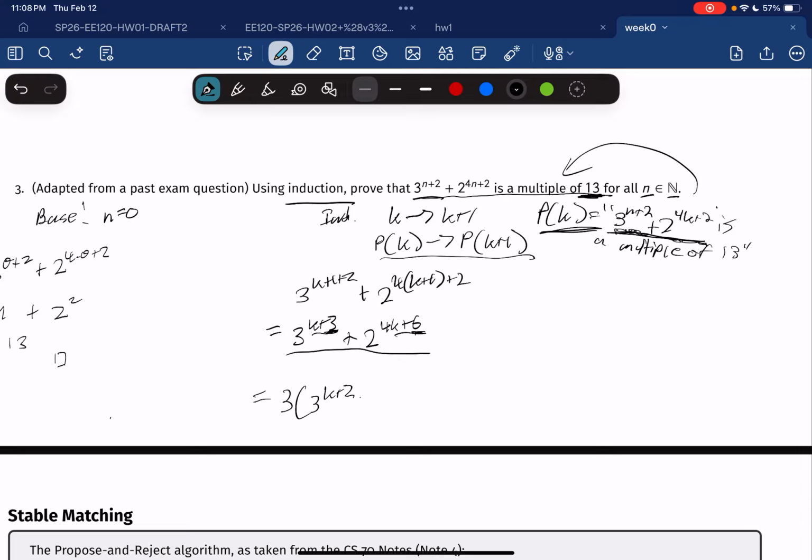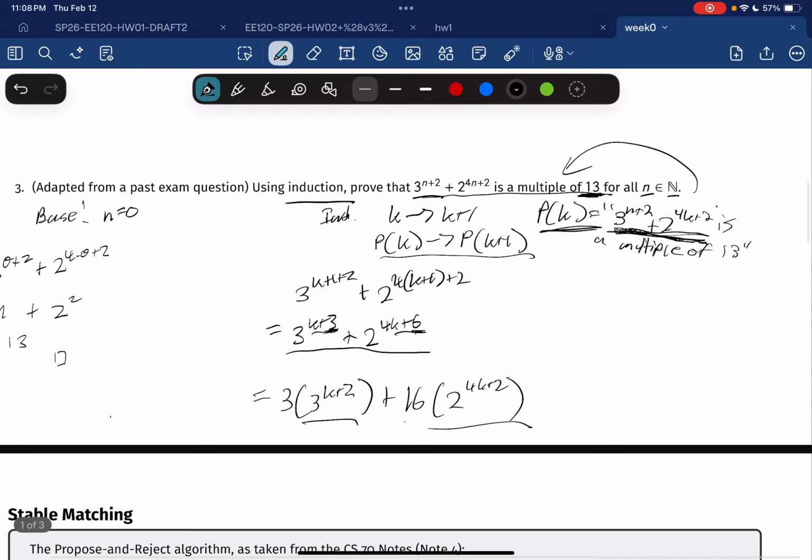And this is in the form of our inductive hypothesis. And here we take out 2^4, that's 16. So we have 16 times 2^(4k+2), and once again we have our original form in these parentheses. These parts correspond to the inductive hypothesis, again, shown here. This is the key part of induction. There is always some relationship between the k plus 1 case and the k case. In this case, it just so happens that 3 and 16, when taking the difference, 16 minus 3, is equal to 13.